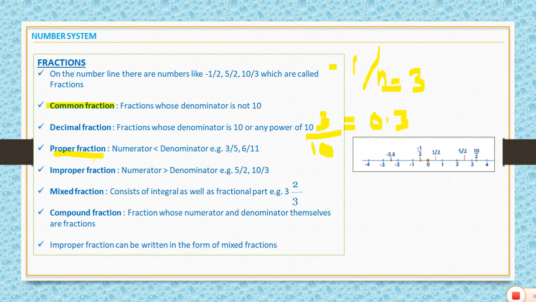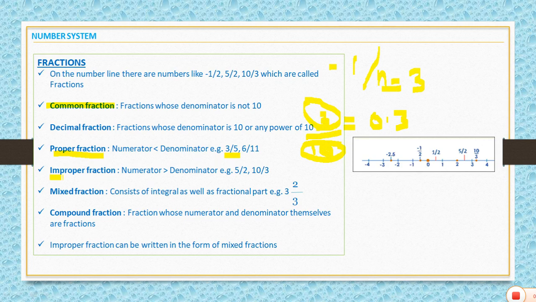Now next, moving towards proper fractions. What are proper fractions? Proper fractions are those fractions whose denominator is greater than the numerator. Now what are numerator and denominator? The numerator is the upper part of the fraction and the denominator is the lower part of the fraction. For example, 3 by 5. In this, the numerator is 3 and 5 is the denominator. Here the denominator is greater than the numerator, right? So this is a proper fraction.